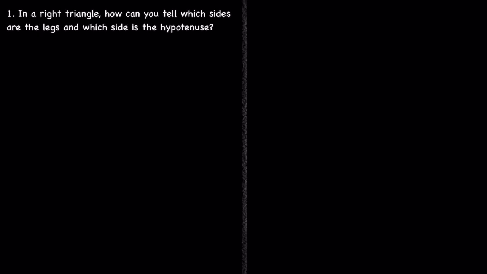Let's do a quick check with the following questions to see if you understood the vocabulary of this topic correctly. I really encourage you to pause the video after each question and answer the questions on your own. In a right triangle, how can you tell which sides are the legs and which side is the hypotenuse?